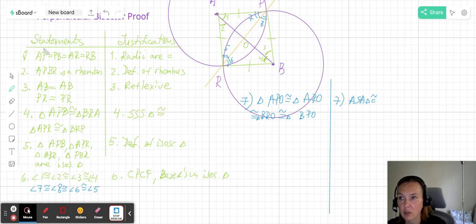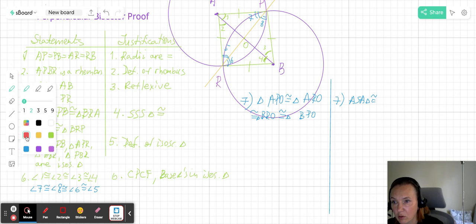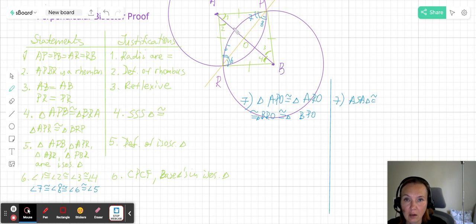Okay, now since those triangles are congruent, that also means that this side has to be equal to this side, because they're corresponding sides. So my step number 8, I'm going to say that AO equals BO because of CPCTC, the corresponding parts in congruent triangles, these two congruent triangles, right? This side and this side.